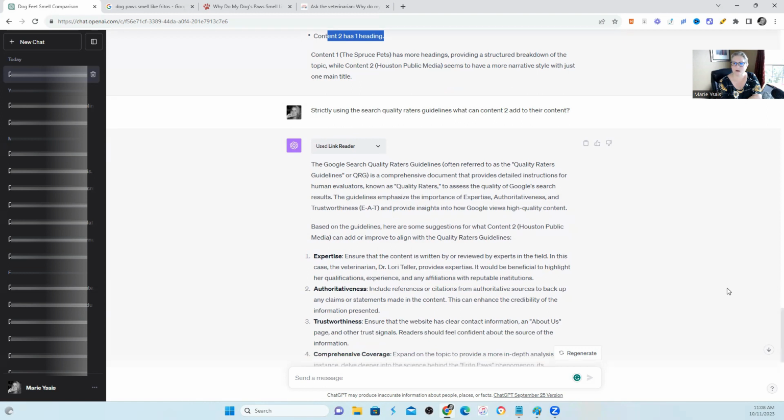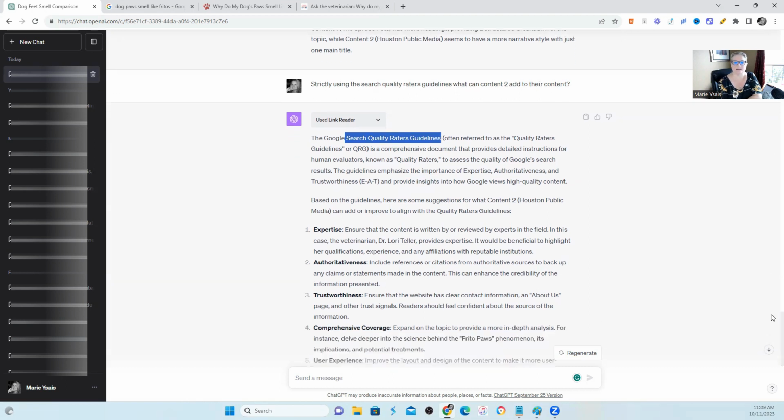What you need to be careful with ChatGPT is sometimes it will give you opinions or tips and tricks that it has read on other websites. But what I'm asking it to do is just to strictly read the Google quality raters guidelines and then tell me what content 2 based off of that could do. So I'm asking it not to give me any tips or tricks or any valuable insights that it thinks that it has.